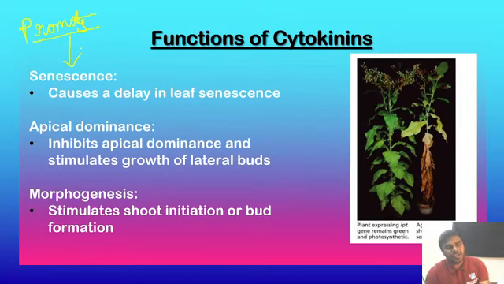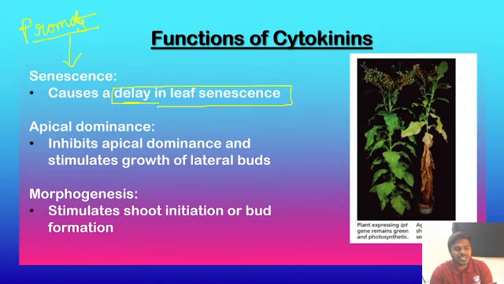But friends, every student listen to my words carefully. Cytokinin will do the opposite action. What is the cytokinin doing, friends? Cytokinin causes a delay in leaf senescence, which means cytokinin never ever allows the younger leaf to become older. I mean to say, it never ever allows the leaf to turn yellow. Cytokinin always helps the younger leaf stay green for a longer time.